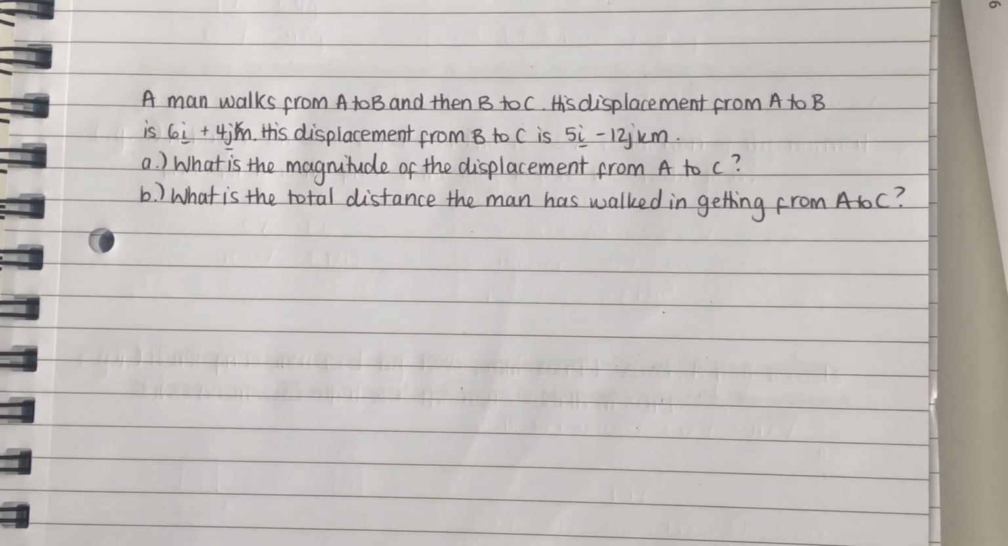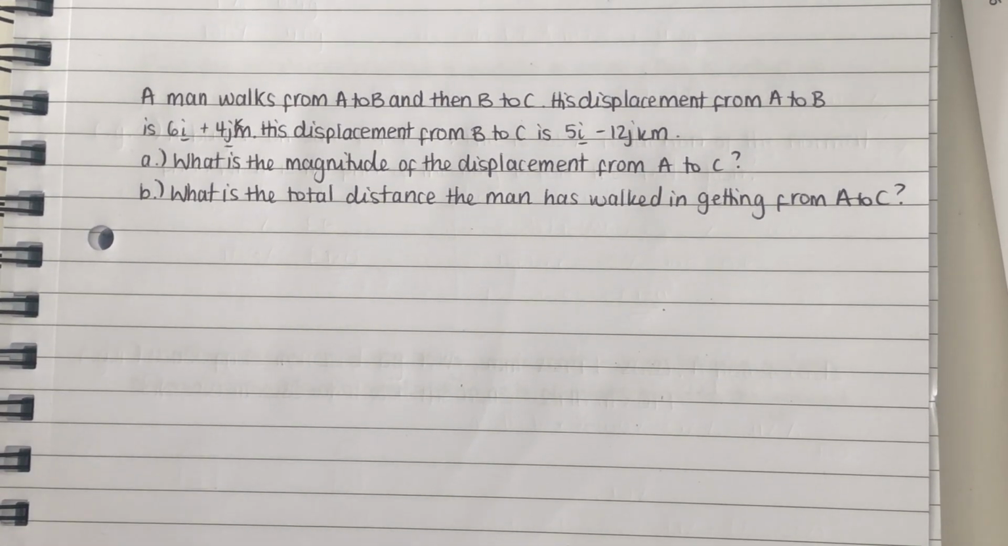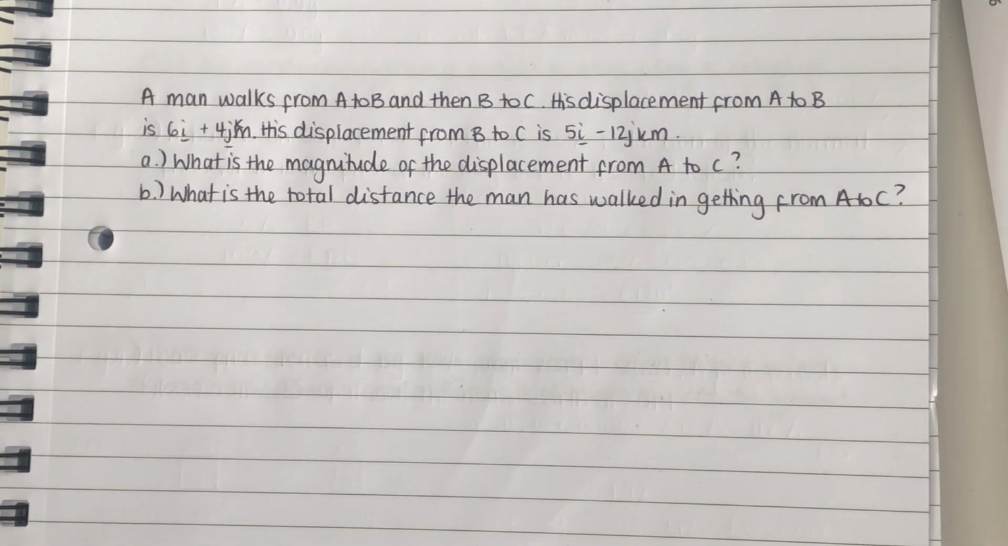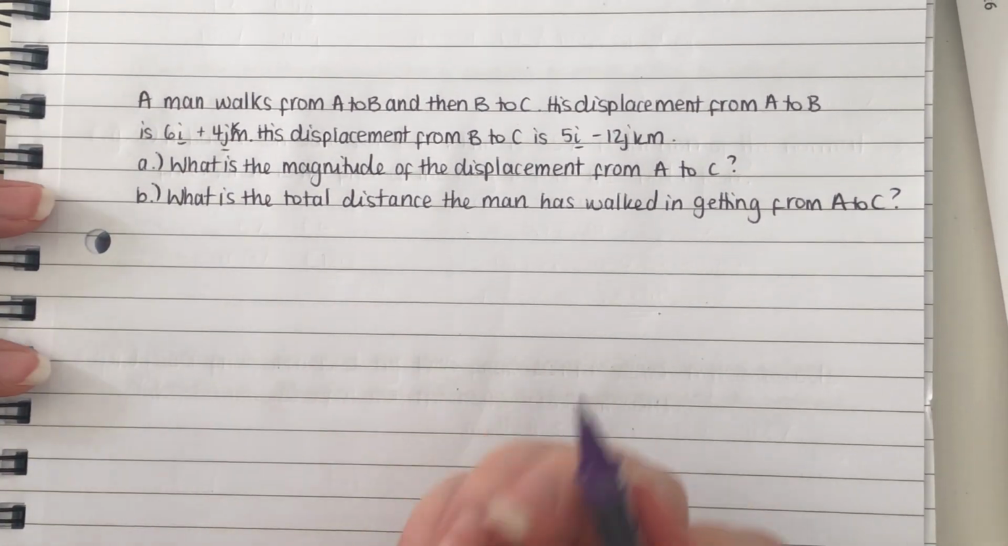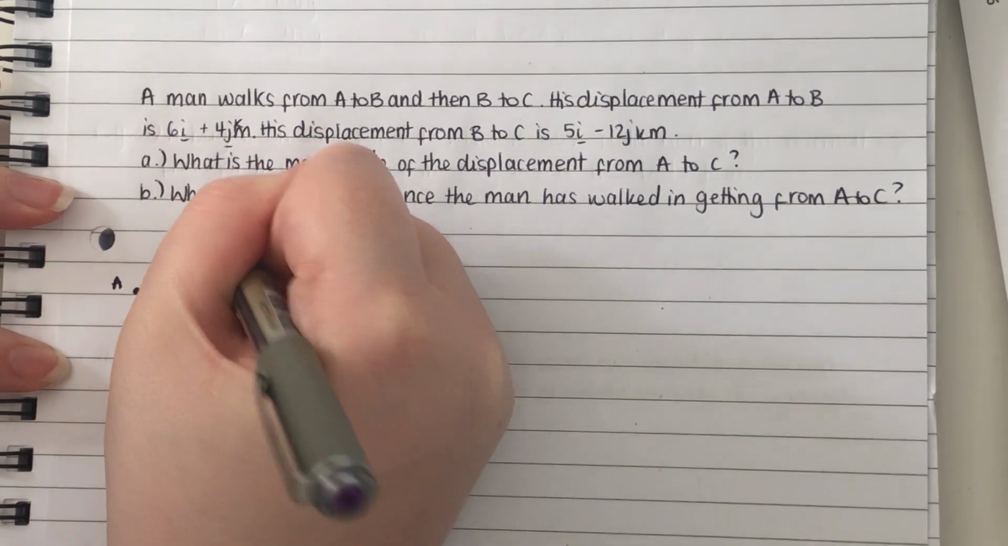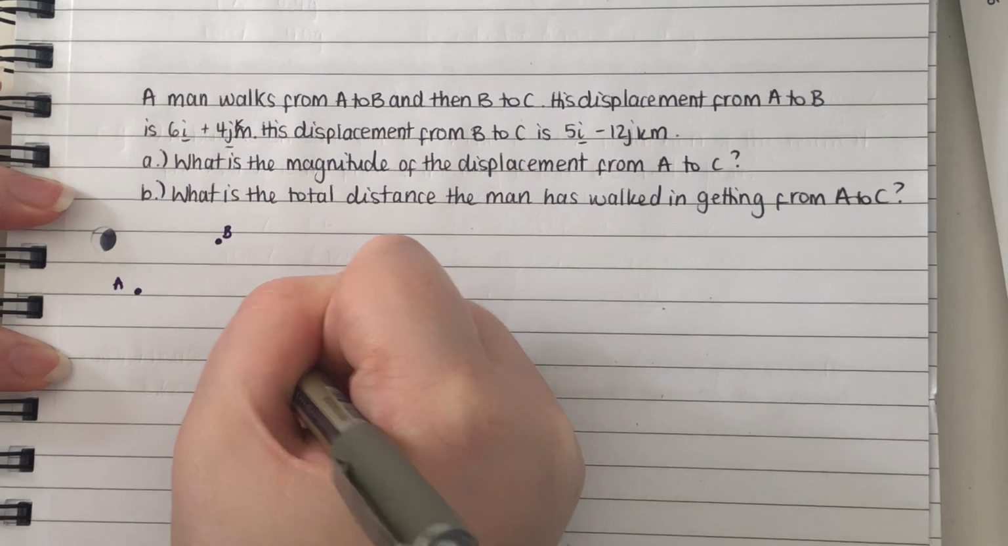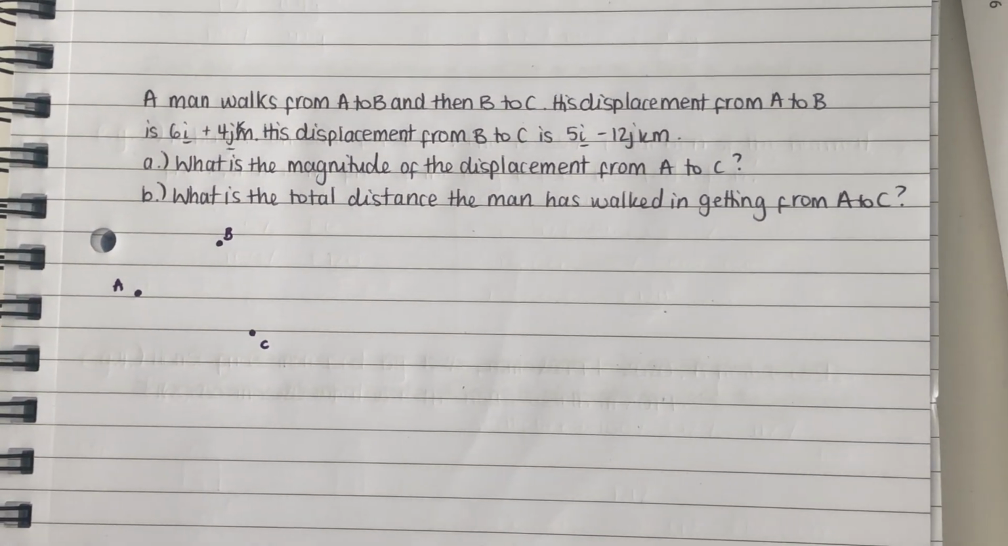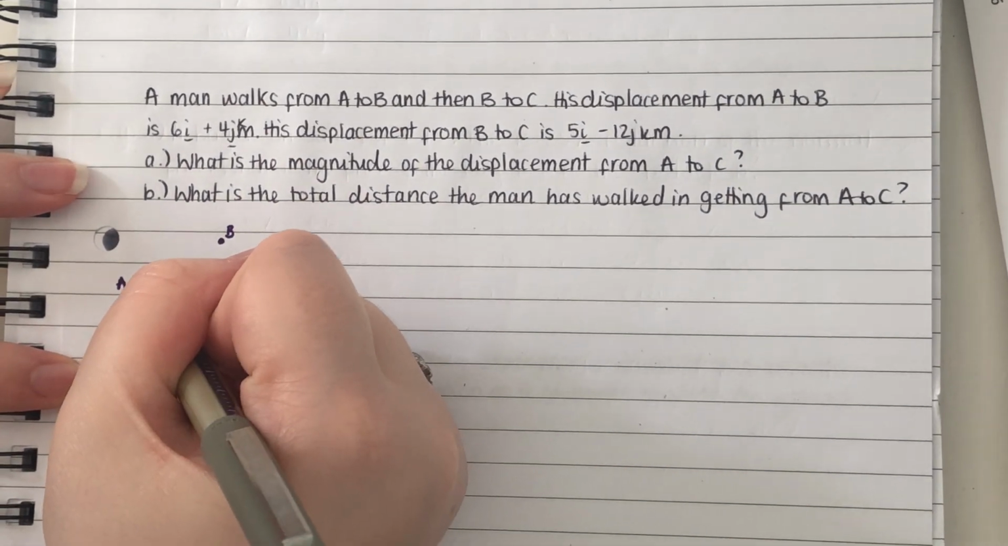Okay, so again, this is another quite wordy one. I am going to start off with just drawing a diagram to sort of explain what's happening. It's not going to be accurate or anything like that. I'm just drawing it like this. So this man, he walks from A to B, so he's travelling from there to there.